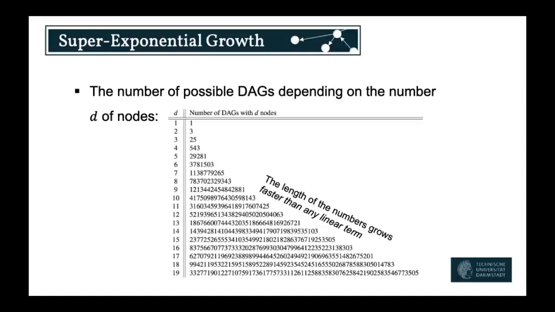So here you see on this axis, in the first column, you see the number of variables. So you see 4, and then the number of DAGs with these nodes is 543. And now for 5 variables, you just add 1 more variable. It's almost 30,000. I mean, what? And then you actually go here, and the length of this number increases faster than any linear term.